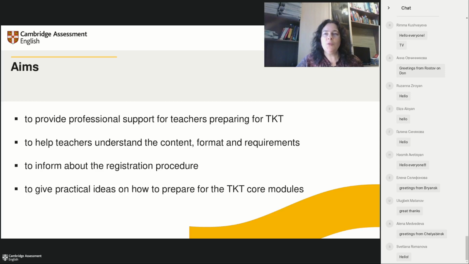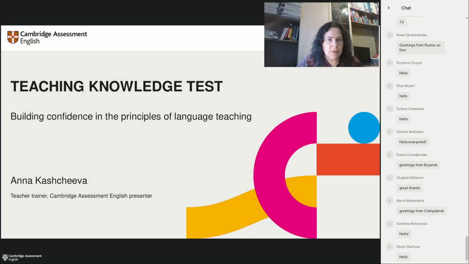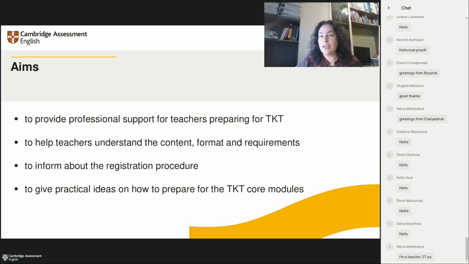Now, I want to know something about you. Could you please use the chat box? I can see that some people have already said hello and said where they're from. Could you introduce yourself? Okay, I think I skipped that slide. No, I haven't. That's a bit strange. I can't see one of the slides. Anyway, I wanted you to introduce yourselves and say what teaching context you're working in.